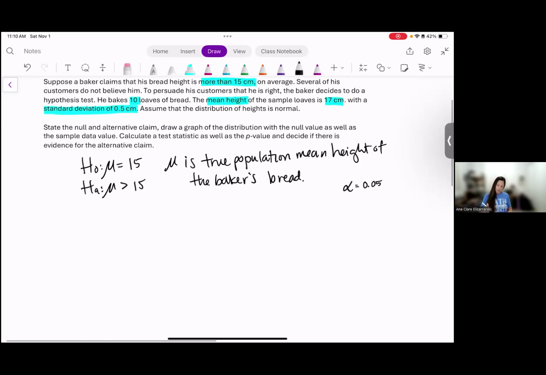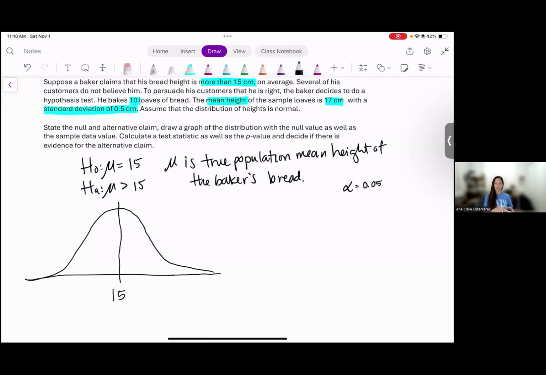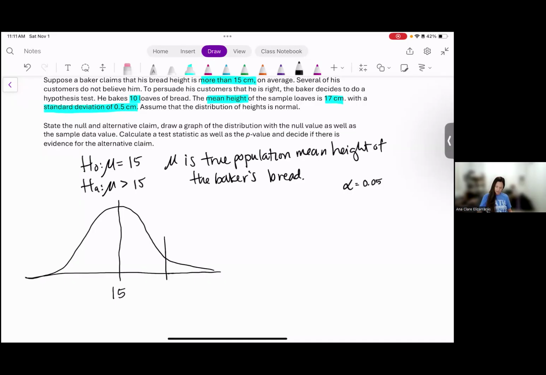So now drawing a graph, I am looking at this distribution here. Remember, this is for means, and so this would be a t-distribution. And I am assuming that my value is 15. And then I need to determine with my 17 where that lives, and how far away it is depends on the standard deviation. But let's just say we have 17 here. And we're trying to figure out what this area is going to be. What's that probability?